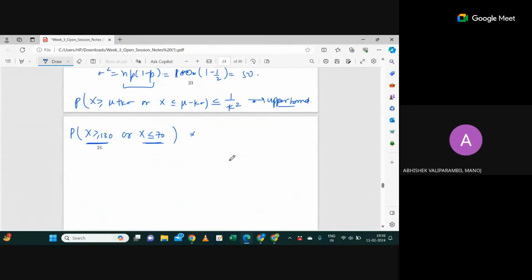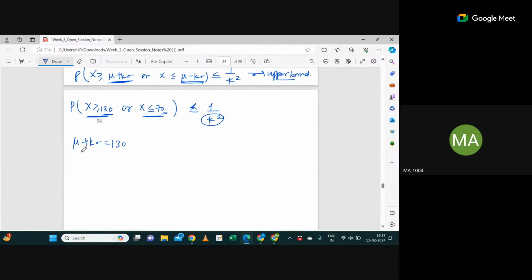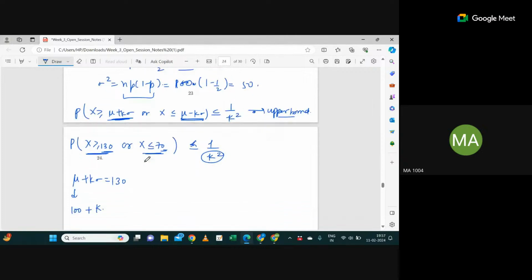Yes. Okay. So anyway, it should be less than or equal to 1 by k square, so I have to compute the value of k, right? If you see, mu plus k sigma is 130, mu minus k sigma is 70. I can use any one. Let's take mu plus k sigma is 130, right? So here mu is 100, correct? And sigma we have computed as the square root of 50.